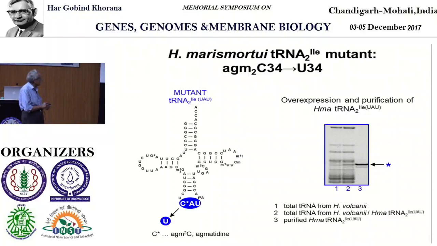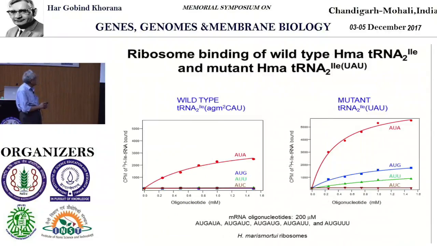And we did that, and this just shows that it's purified, and we do all the analysis. The answer was that indeed the wild type tRNA with agmatidine base pairs exclusively with AUA, but not with any of the other three isoleucine codons, including AUG. But the mutant tRNA with a U here still base pairs very well with AUA, but it has the potential for mispairing with AUG. That in fact suggests that if you put U there, you have the potential for misincorporations.